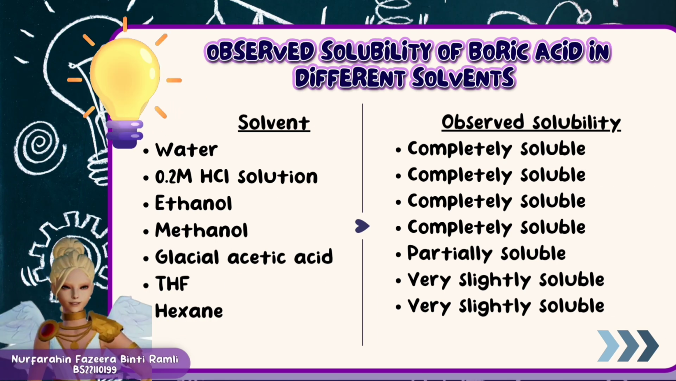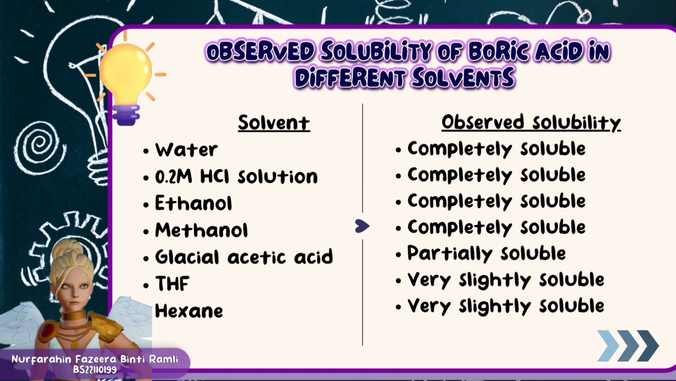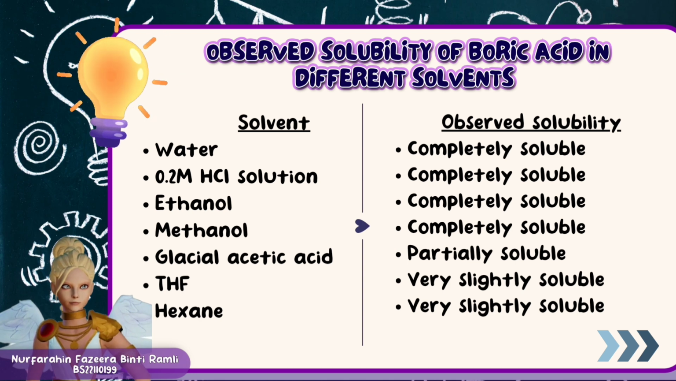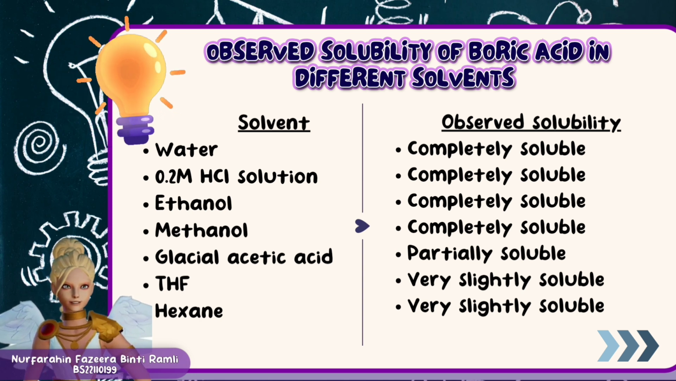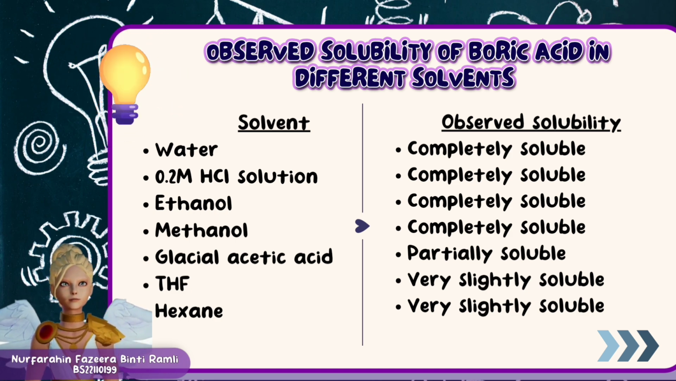This is the observed solubility of boric acid in different solvents, where in this experiment, they used water, 0.2 M HCl solution, ethanol, methanol, glacial acetic acid, THF and hexane. It was observed that water, 0.2 M HCl solution, ethanol and methanol were completely soluble, where glacial acetic acid is partially soluble and THF and hexane are very slightly soluble.